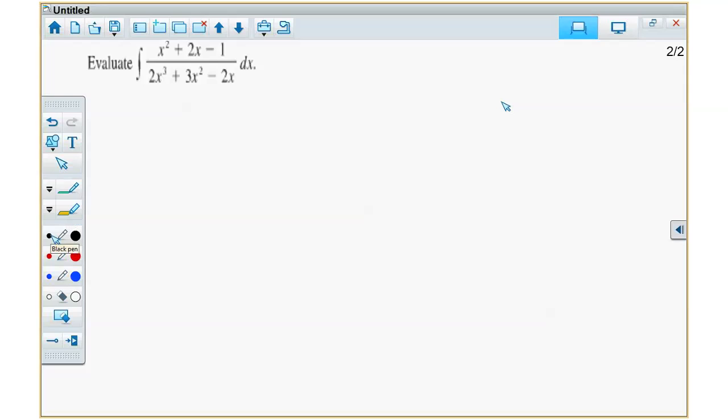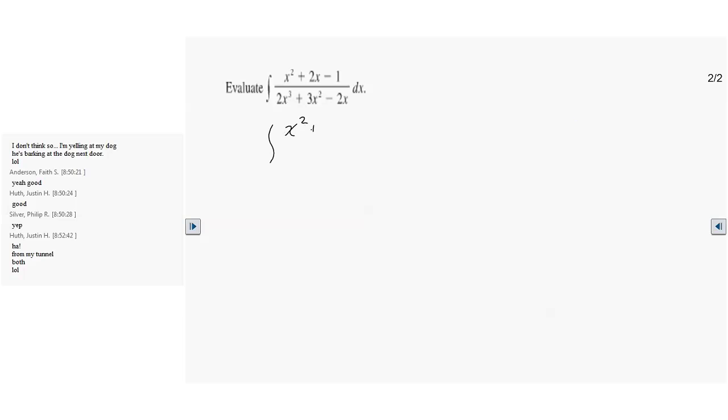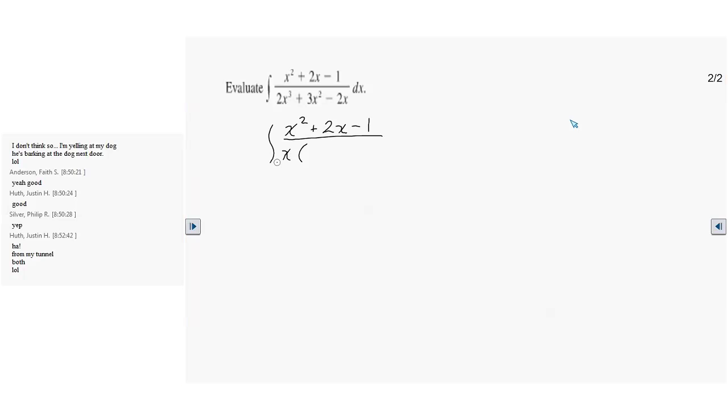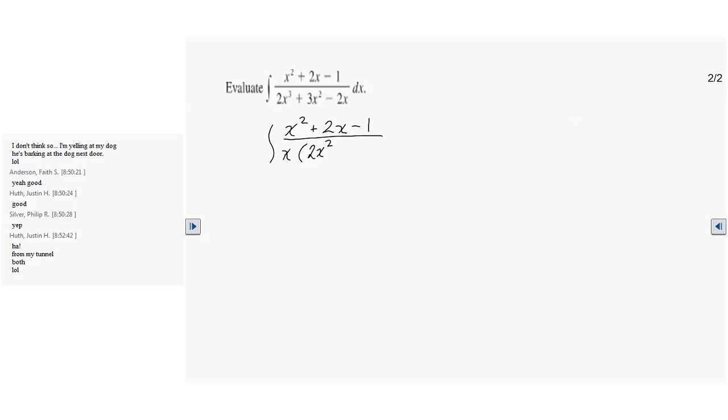So, if we factored out a common term on the bottom, we would get x squared plus 2x minus 1 over x, and then we'd have 2x squared plus 3x minus 2. So now we're going to use our reverse FOIL.